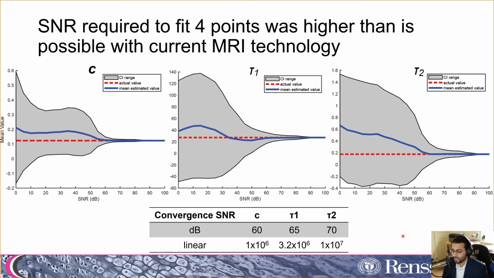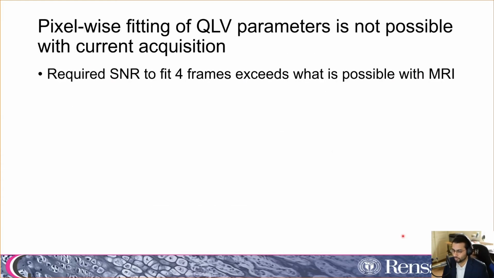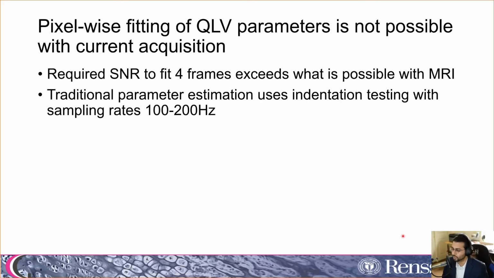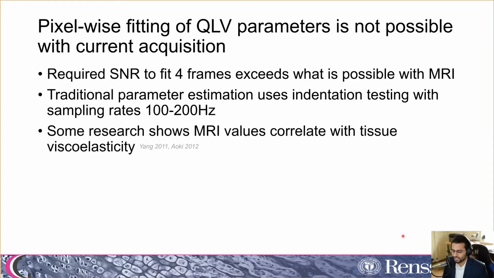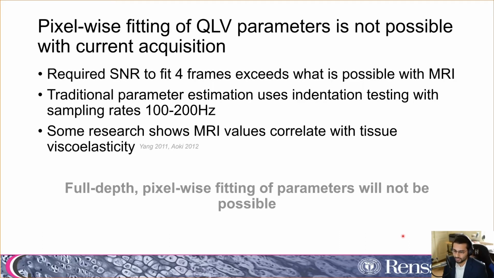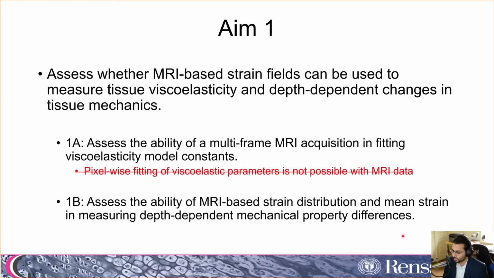This required signal-to-noise ratio is just not possible with MRI. And it makes sense. Traditional methods of parameter estimation use indentation testing, which uses sampling rates of 100 to 200 hertz, which end up with millions of data points that you can use to fit the curve. And while some research shows that MRI values do correlate with tissue viscoelasticity, this full-depth pixel-wise fitting will not be possible with MRI data. But at least that gives us an answer. We know that this won't be possible, so we can't use the multi-frame MRI to directly assess viscoelastic model constants. But at least it gives us an answer so we can move on.